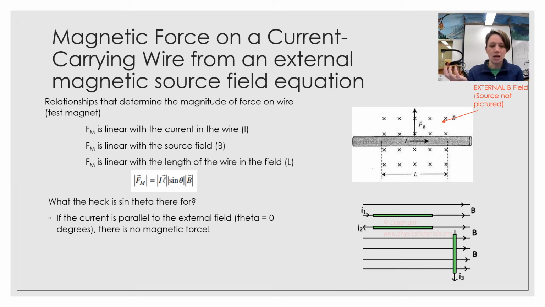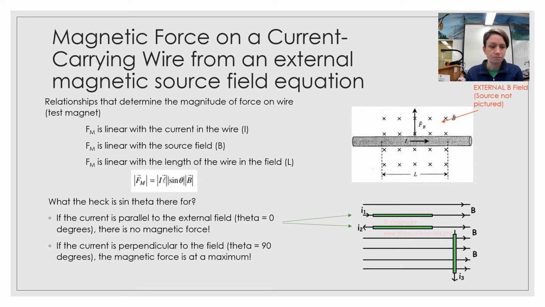In other words, a wire carrying a current parallel to a magnetic field actually doesn't experience any magnetism. So there is no magnetic force between those two magnets if the current is parallel to the external field. And so in that example, those two wires shown in green at the top actually experience no Fm because they're in parallel with that magnetic field.